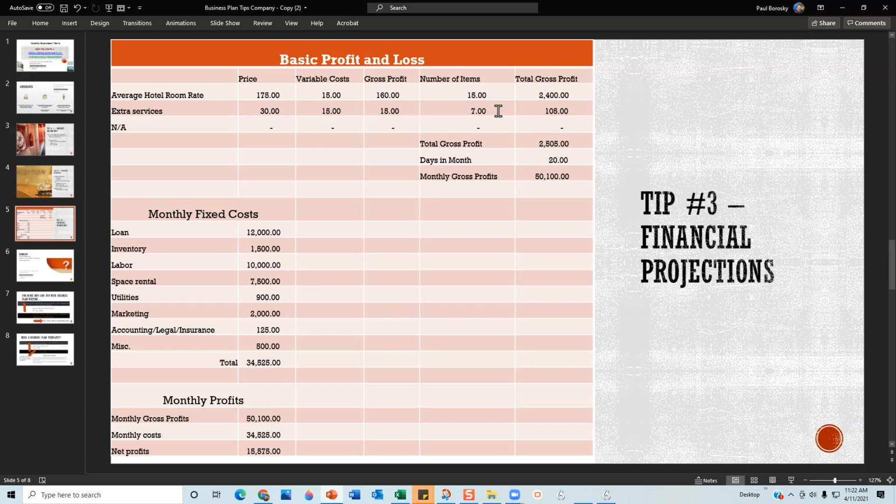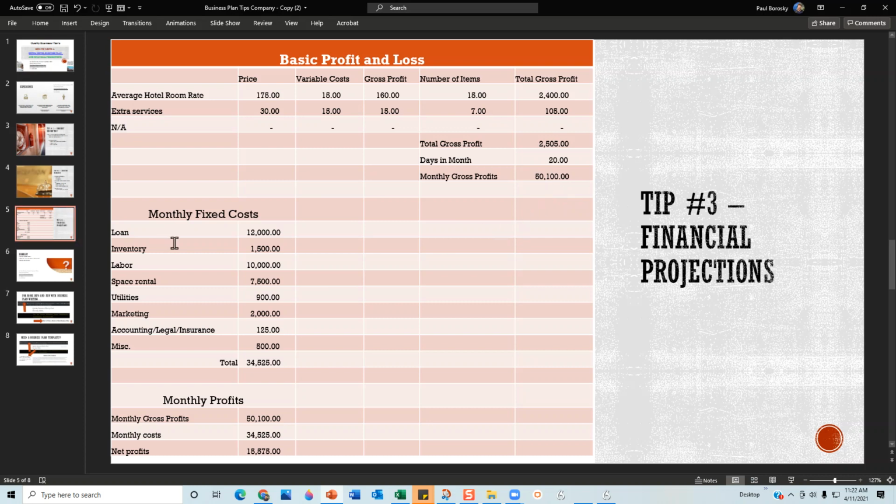We're going to play the same game for the extra services, and in this particular scenario, it's going to give us $105. The last step in this segment is going to be to add up the 105 to the 2,400. It's going to give us a total gross profit of $2,505. The next thing we're going to do is multiply this $2,505 by the number of days that you're going to be open. So usually motels are going to be open 30 days, but for this example, I put 20. You're going to multiply how many days a month you're going to be open by the total gross profit. For this example, it's going to give us monthly gross profits of $50,100.